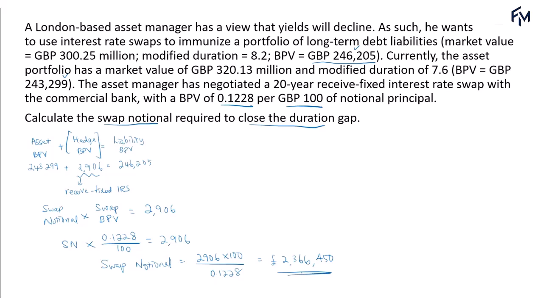So if the fund manager wants to lower the amount of notional here, then he will have to use a longer duration swap rather than 20-year, maybe negotiate for a 30-year receive fixed interest rate swap. But bear in mind that the longer the duration of the swap, then the more sensitive the swap value will be when there are changes in the swap rates.